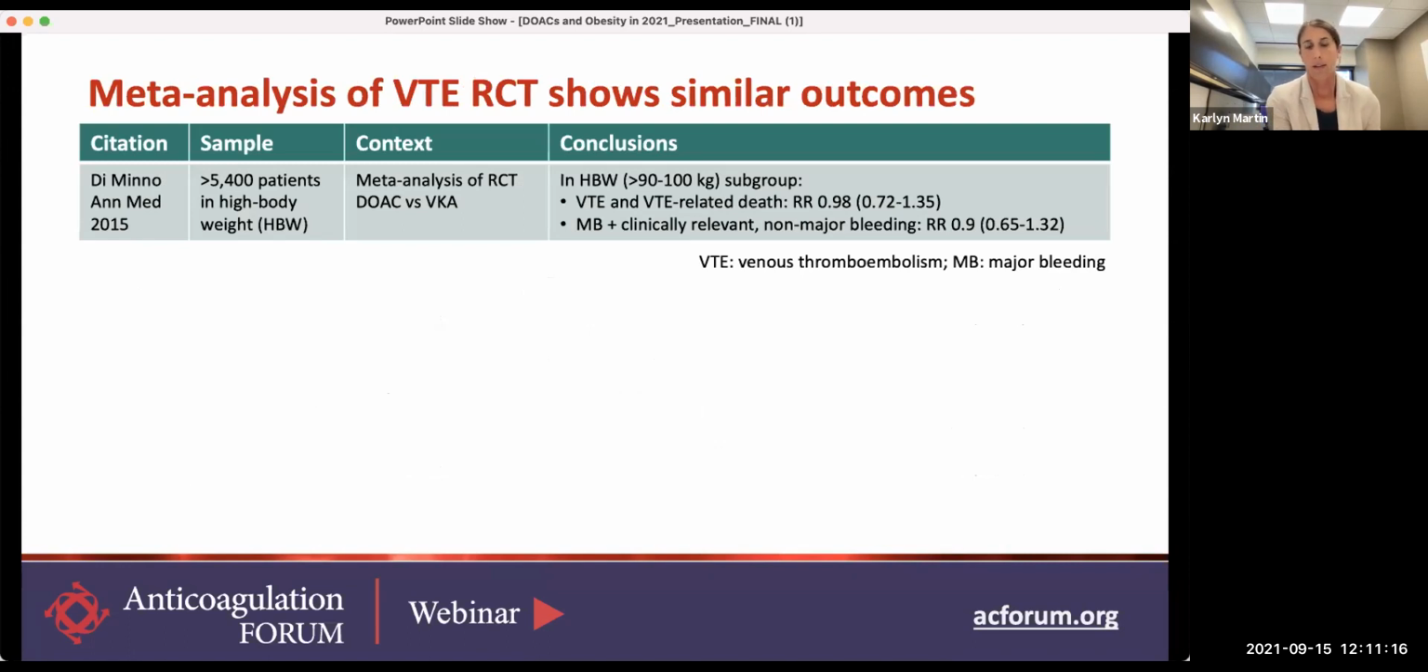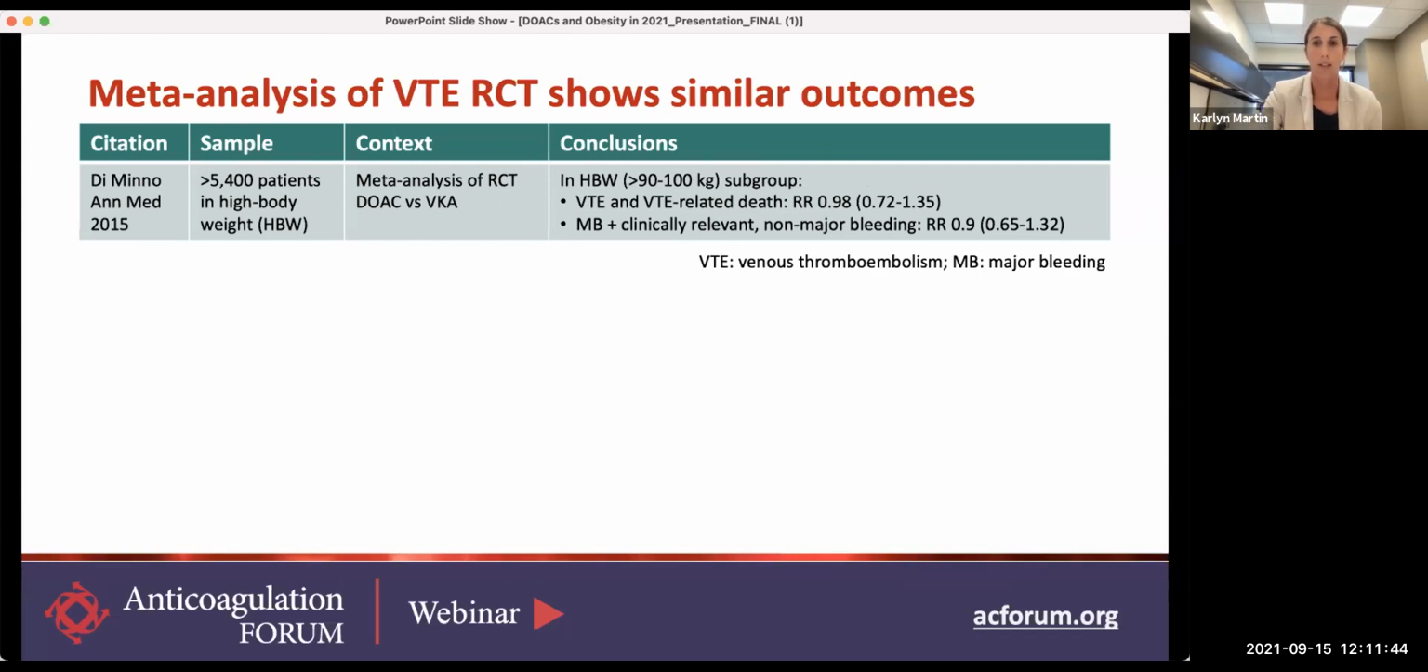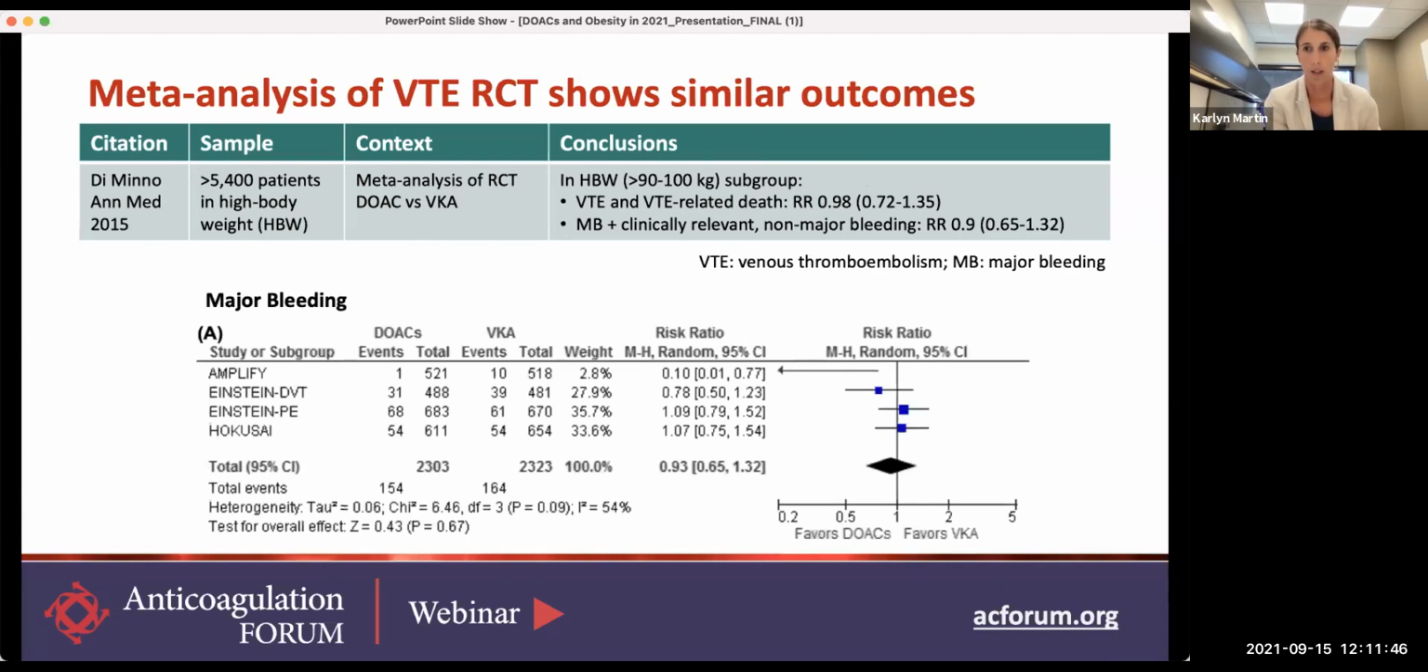This was a meta-analysis of the phase 3 randomized trials of VTE and DOACs. This included over 5,000 patients in the high body weight groups, which depended on the individual study. But again, in the high body weight groups, there was no significant difference in VTE and VTE-related deaths between the DOAC arm and the VKA arm. And similarly, rates of major bleeding were not significantly different between the DOAC and VKA arms.